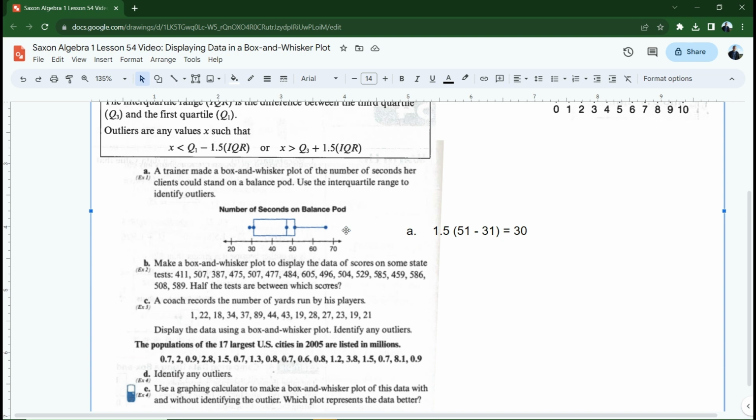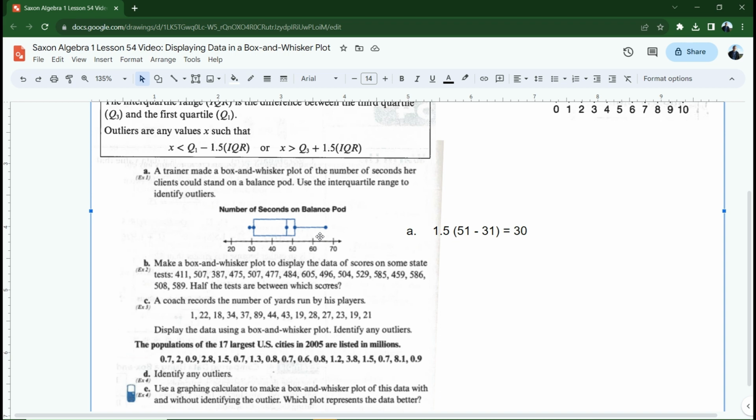Because I don't have any numbers that are greater than 81. This number is actually less than 81 still. It's like 67. Because this number is less than 81, it is not an outlier. And this number is definitely not an outlier. I'm going to take 31 and subtract 30 from it. That gives me 1. So as long as the number is greater than 1, it's not an outlier on this side. So I don't have any outliers.